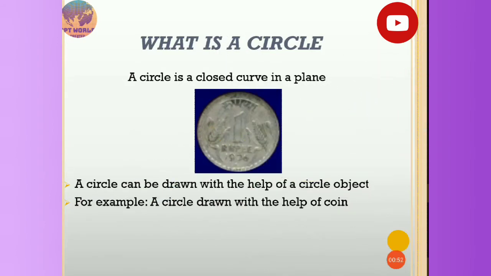What is a circle? A circle is a closed curve in a plane. A circle can be drawn with the help of a circular object. For example, a circle drawn with the help of a coin.